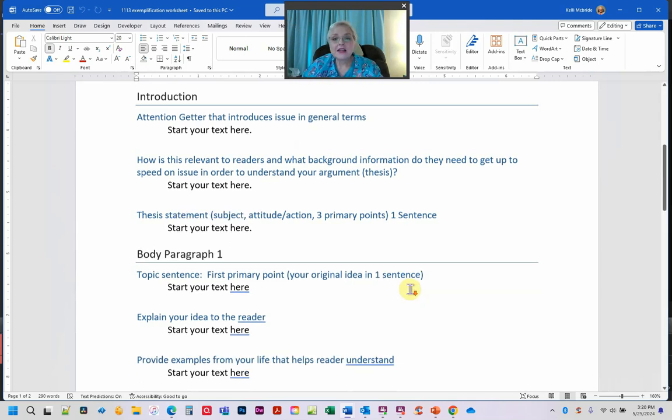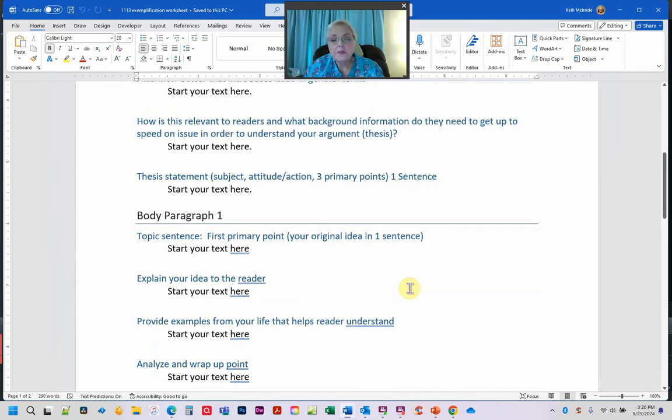Right. The next section is the body. You're going to have 3 paragraphs here. Each one of those is going to start with a sentence that identifies one of those 3 primary points that you listed in your thesis, right?